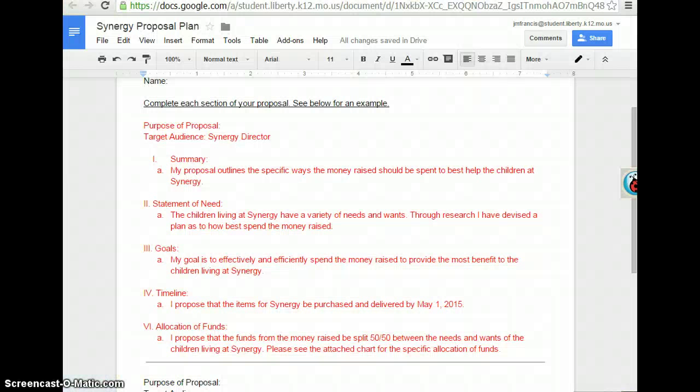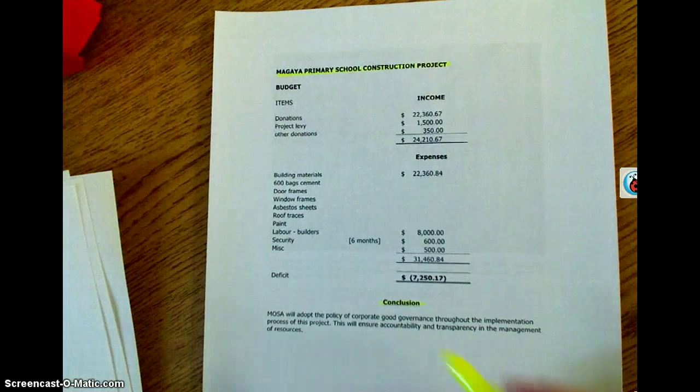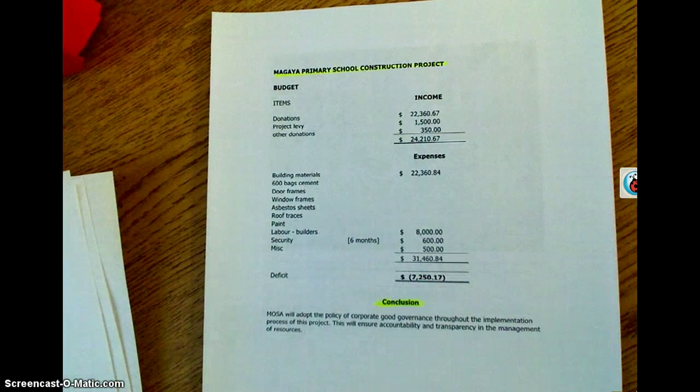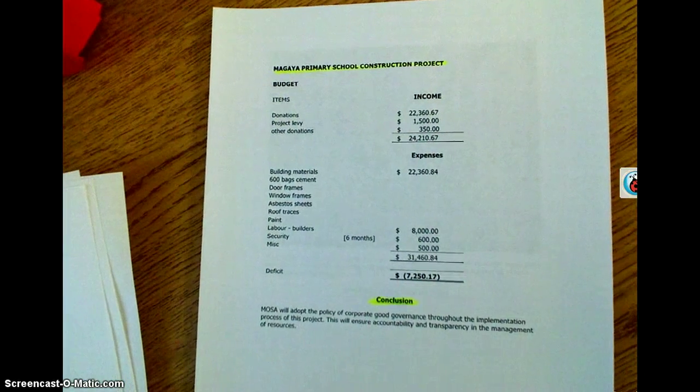And in this step, guys, you need to decide, are we going to spend it all on things that Synergy needs? Or are we going to spend it on things that maybe the children at Synergy want? This is going to be based on research. It's going to be based on conclusions that you make with regards to that money. Okay? So your Synergy proposal, the allocation of funds, is the last step. Now, with that being said, I want you to keep in mind that you do need to provide some type of conclusion when it comes to writing your proposal.